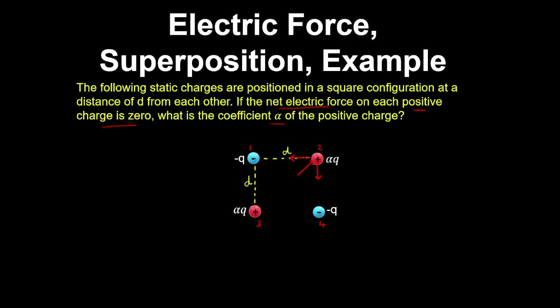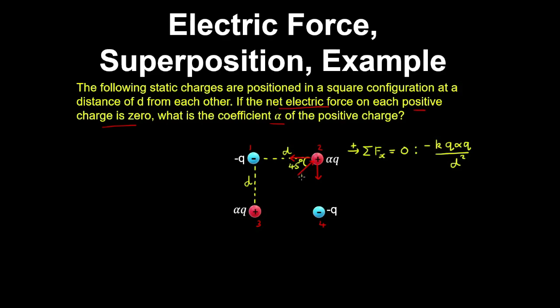And by geometry, given that the length of the sides of the square are equal, then this angle here is 45 degrees. And now if we take a sum of forces in the horizontal direction, and the net force on each positive charge is 0, so that's equal to 0, and we'll take our positive direction to the right. So the force of charge 1 on 2 is acting to the left, so that's equal to minus Coulomb's constant by the product of the charges over the squared distance between them.